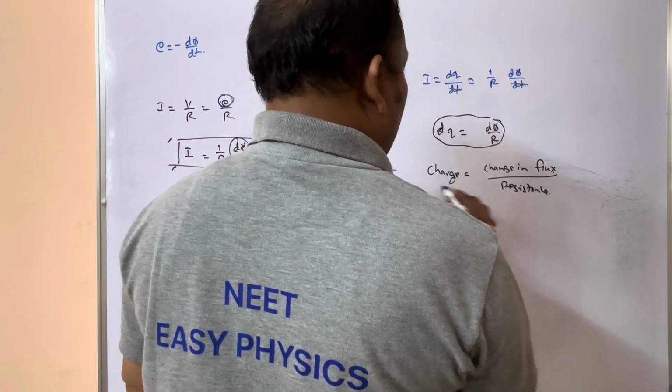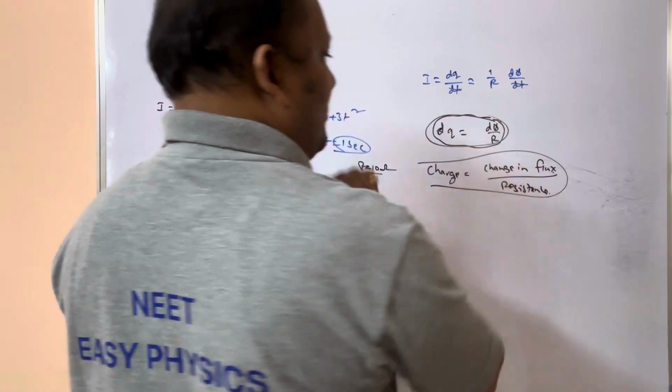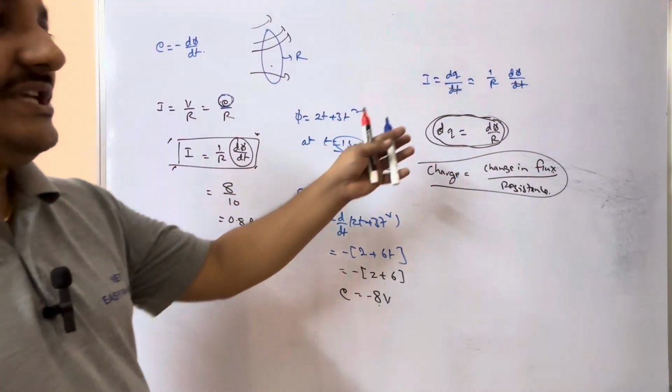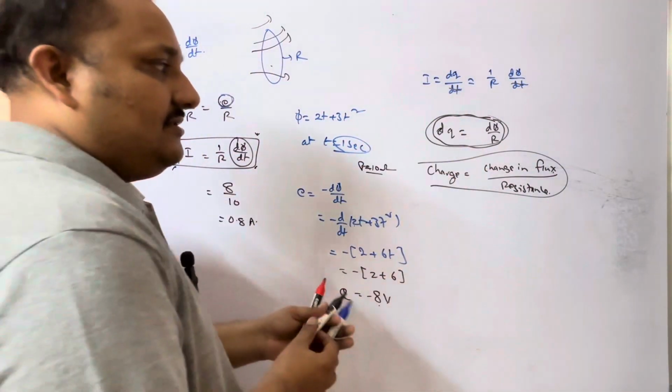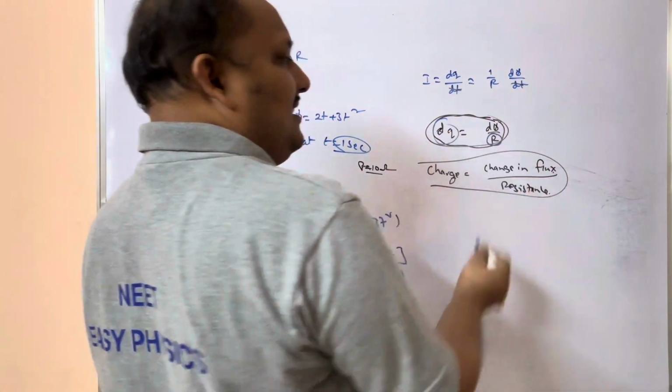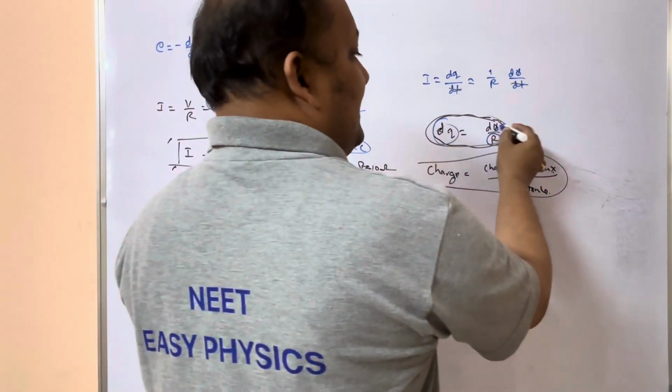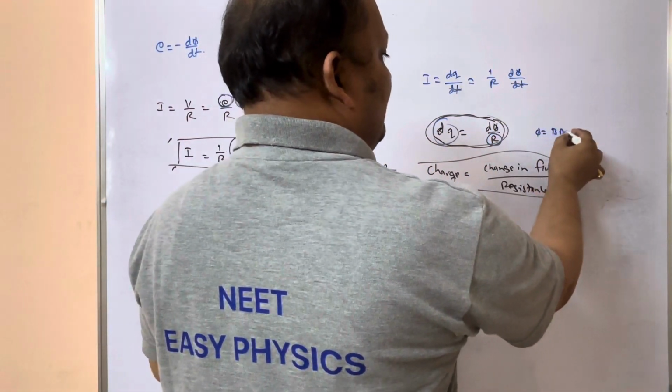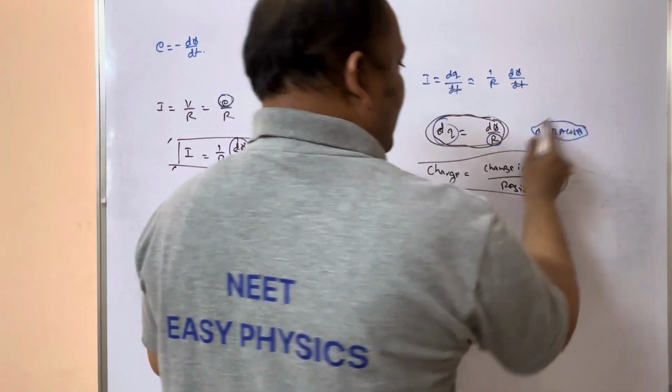This one also we can get. This is also an important formula. So if you know the change in flux, you can calculate charge by knowing the resistance of that coil. This change in flux they are going to give as phi is equal to BA cos theta in terms.